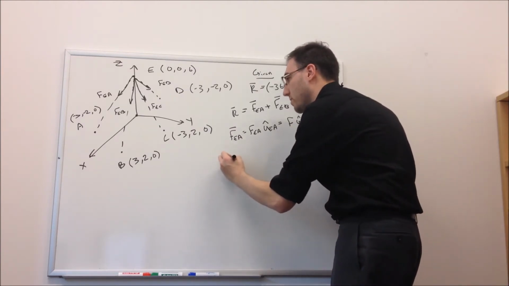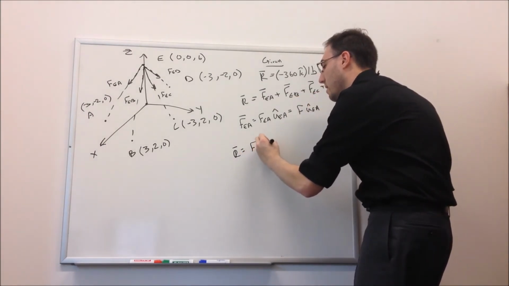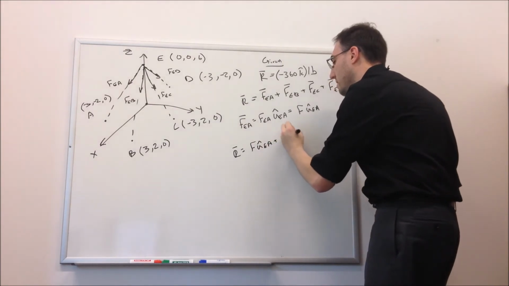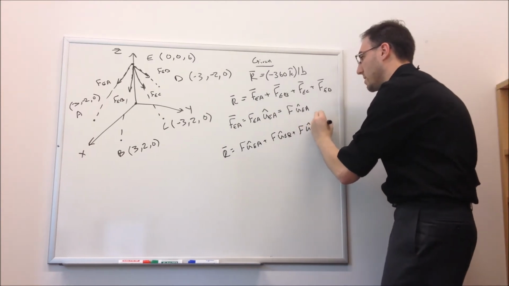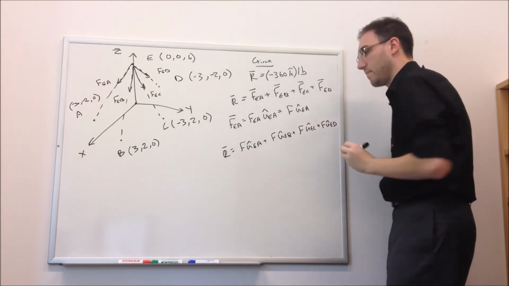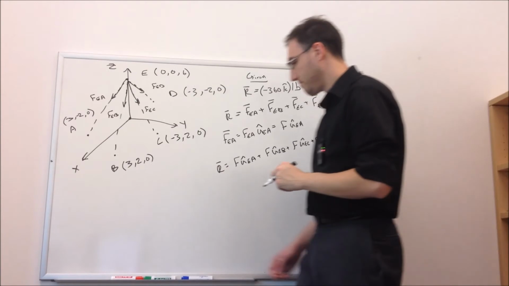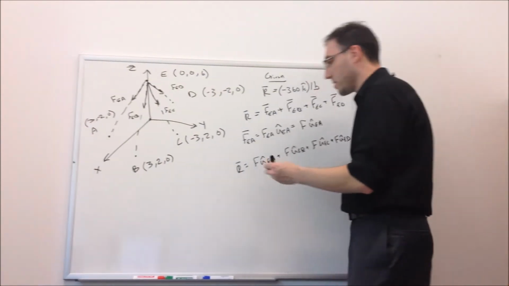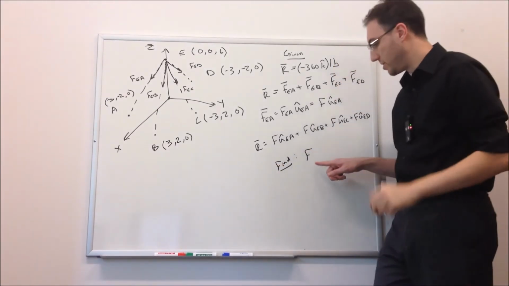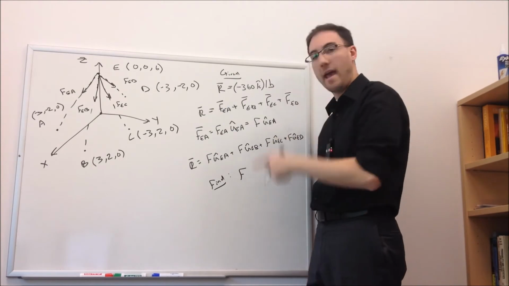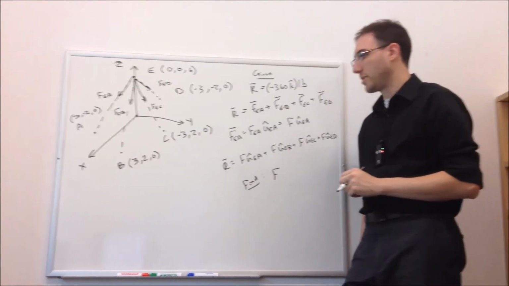So we can actually write the resultant as F U hat EA plus F U hat EB plus F U hat EC plus F U hat ED. So again, same magnitude, different directions for each of the 4 vectors. What we're ultimately asked to find is the magnitude, or the tension, in each of the ropes, F. So we already know R, we're looking for F. We have to find these 4 unit vectors.